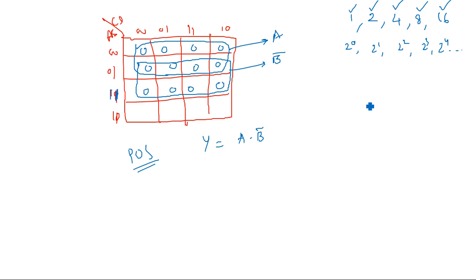Hope you understand. This is the way how to write the expressions from the 4 variable K-map for the product of sums. Thank you.